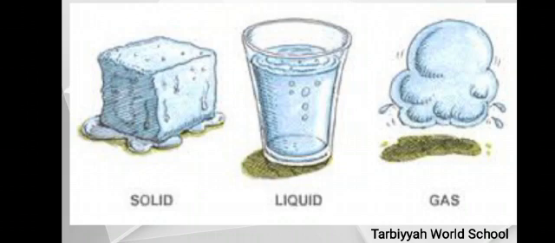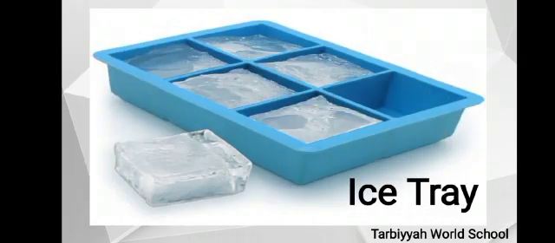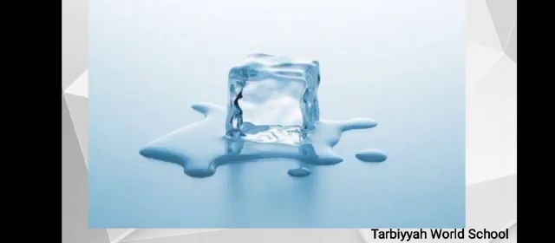So water changes its form. Now see, this is an ice tray. Fill water in an ice tray. Keep it in the freezer. Take it out after a few hours. What happened to the water? Now we can keep this ice tray on a table for some time, and what will happen? The ice will melt. So it will change into water.